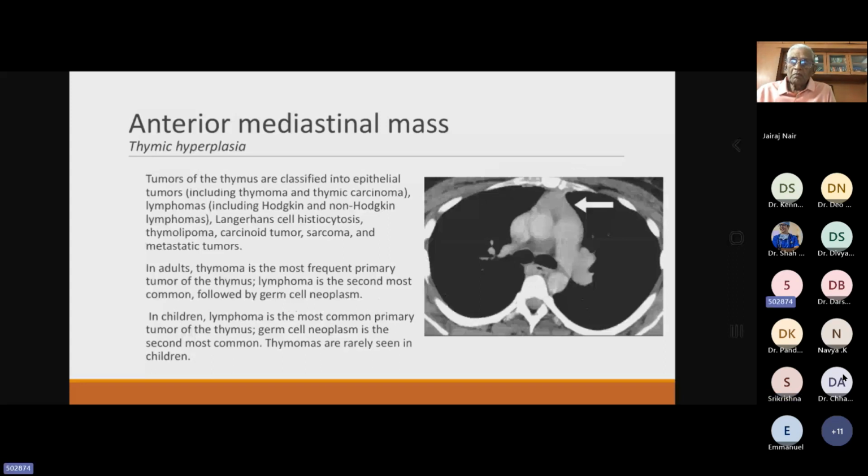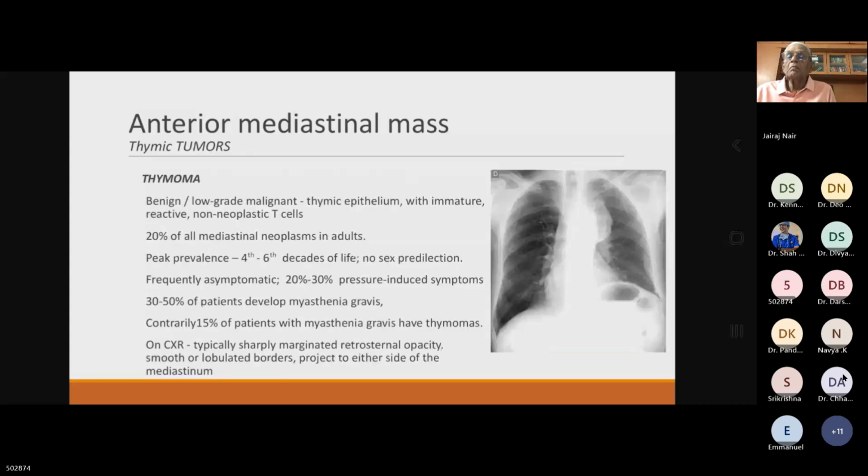On chest X-ray, typically a sharply marginated retrosternal opacity is seen, with smooth or lobulated borders projecting to either side of the mediastinum.